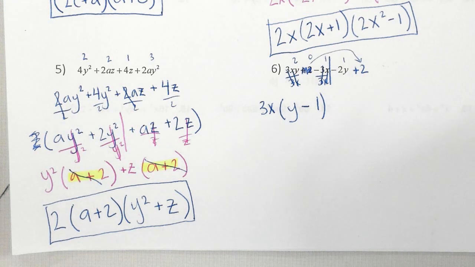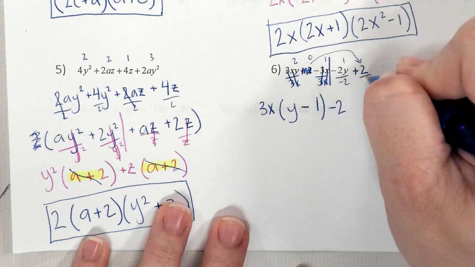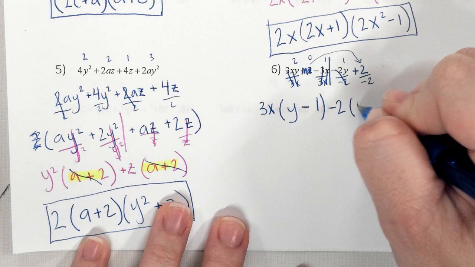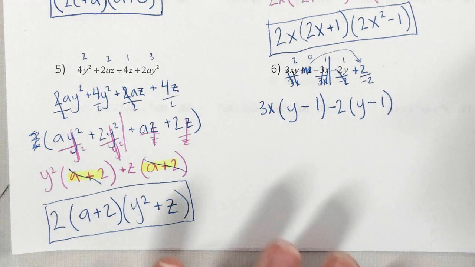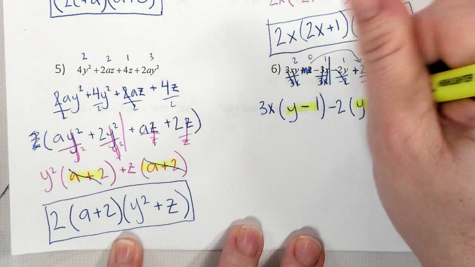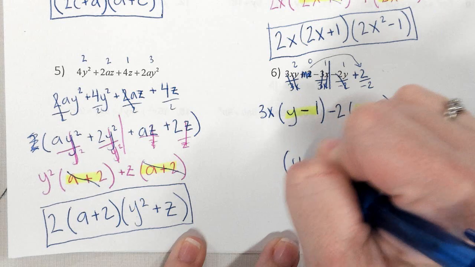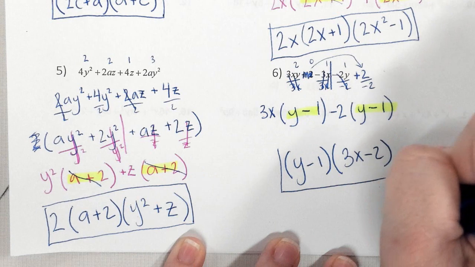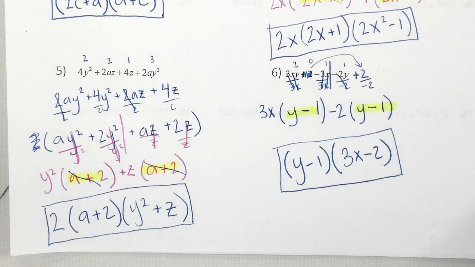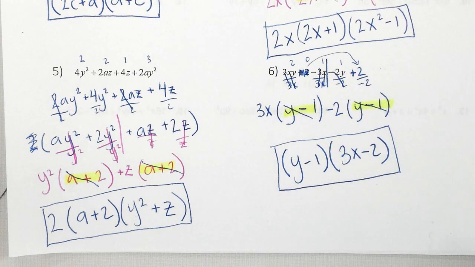And what's the GCF of the right side? Negative 2. So divide by negative 2, divide by negative 2, and I'm left with y minus 1. So do they match? Okay. Do they match? Yes. So what is my answer? Y minus what? Y minus 1, parentheses, 3x minus 2. Perfect. Because we took out the y minus 1, and then our leftovers make our second parentheses.